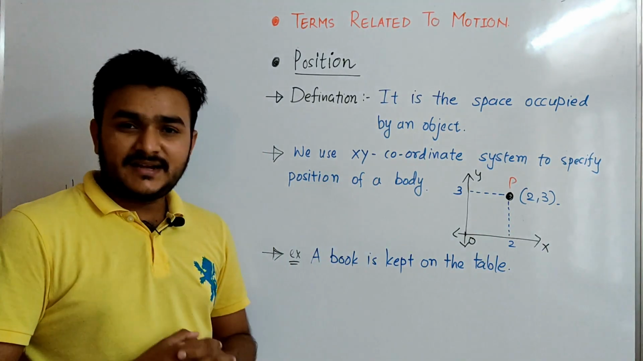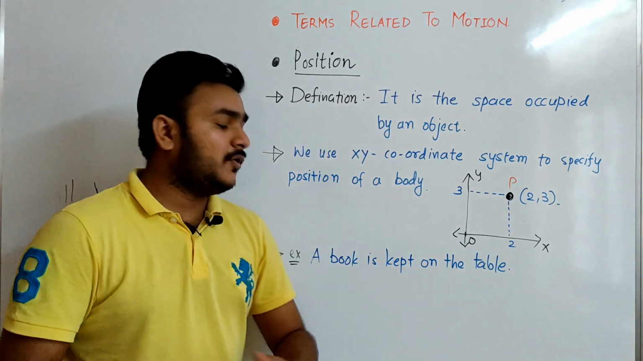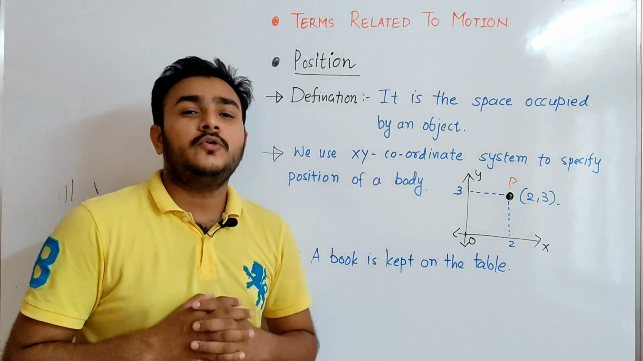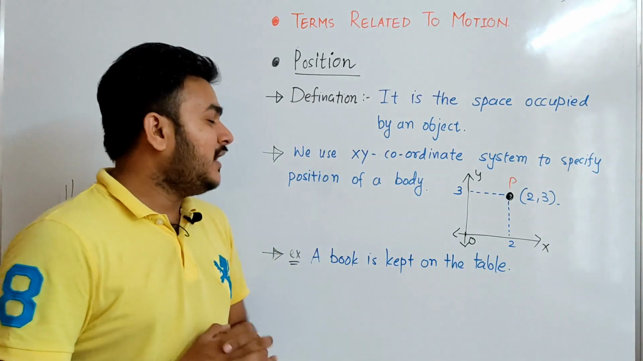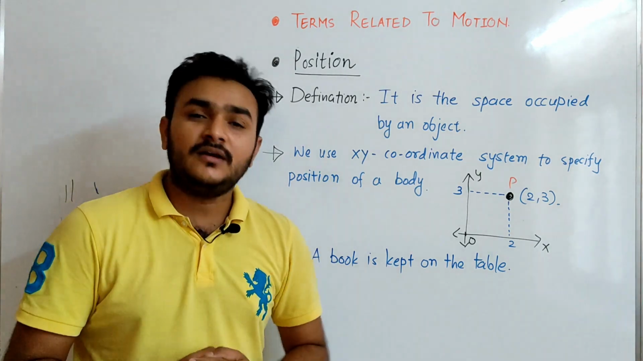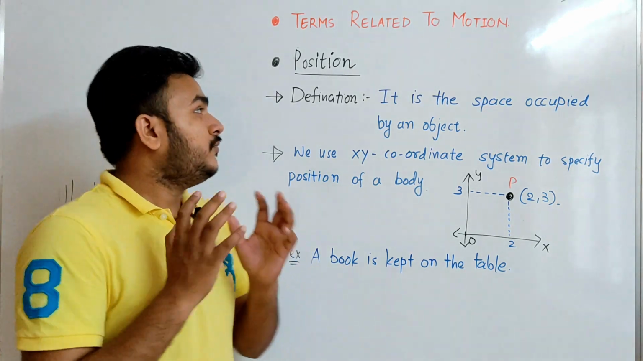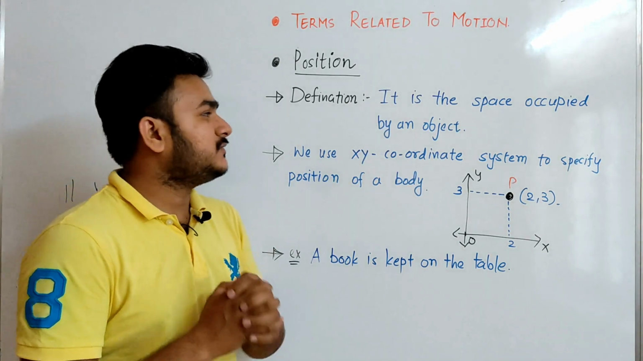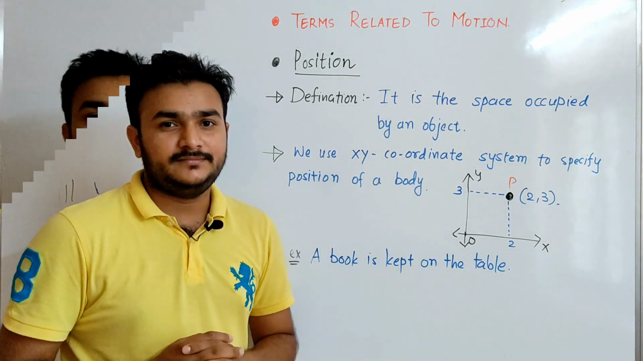Let us understand with an example. A book is kept on the table. If I want to know the position of the book, I can say that it is on the table. So the position is basically the space occupied by an object.